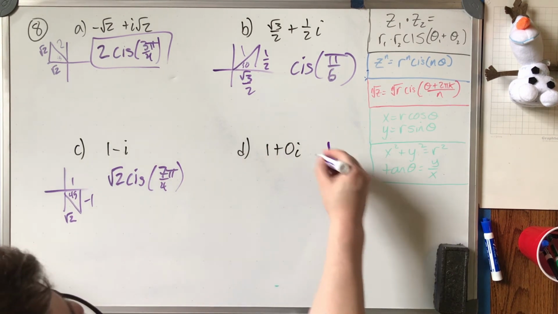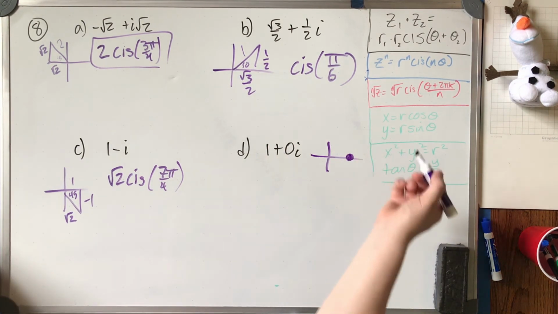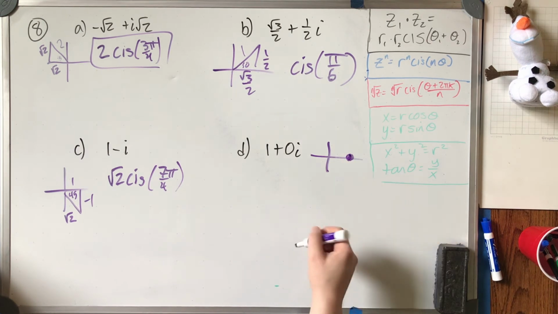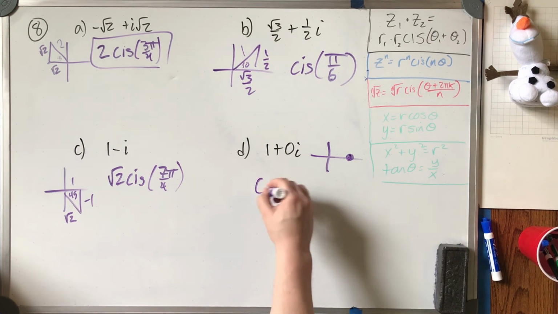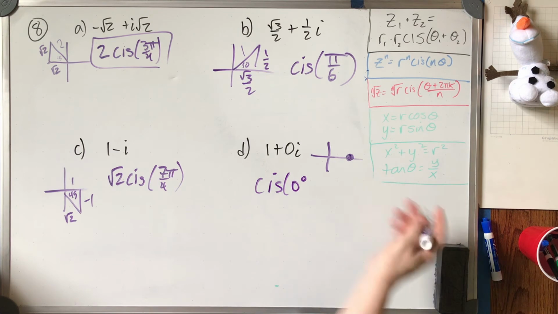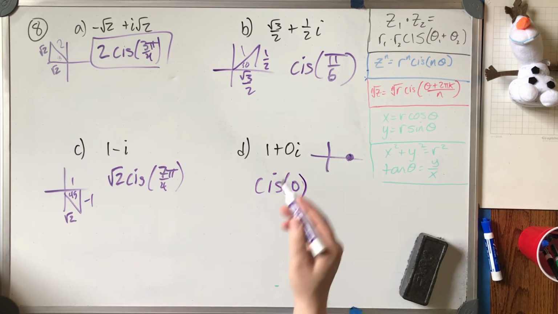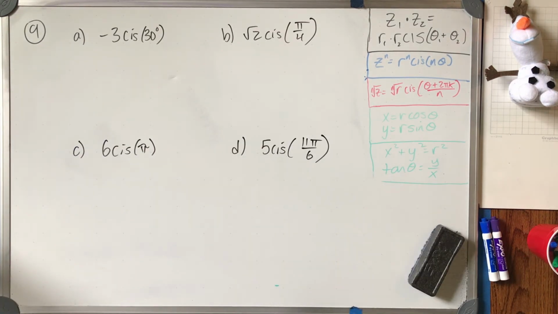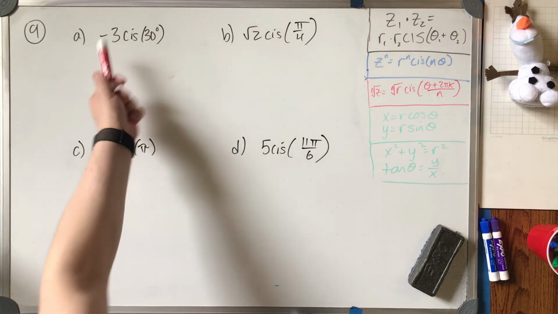For 1 plus 0i, that's just going to be right there. That's just going to be a radius of 1 and an angle of 0. So this is 1 kiss 0. I don't know why I decided to make that degrees. Radians are perfectly fine.